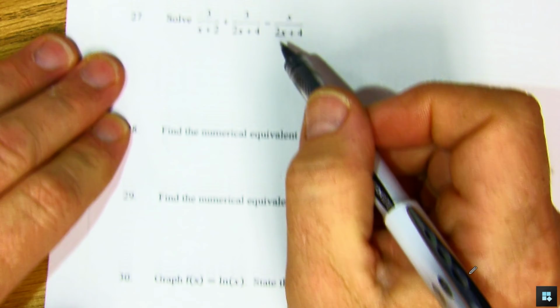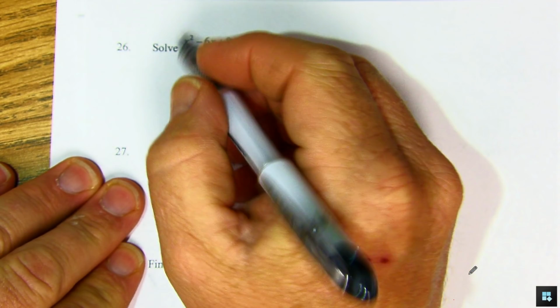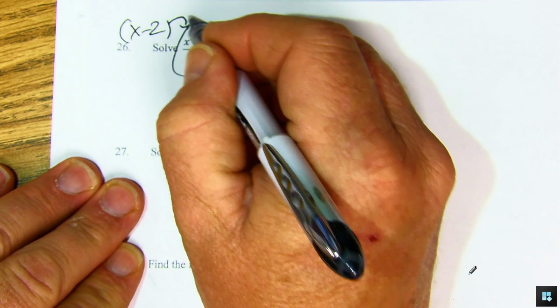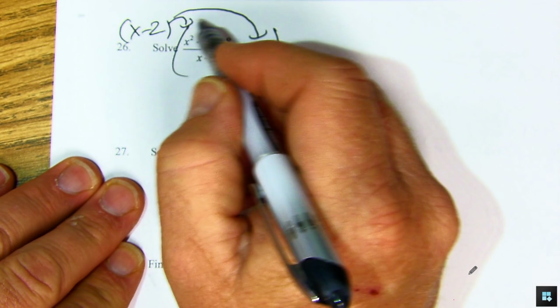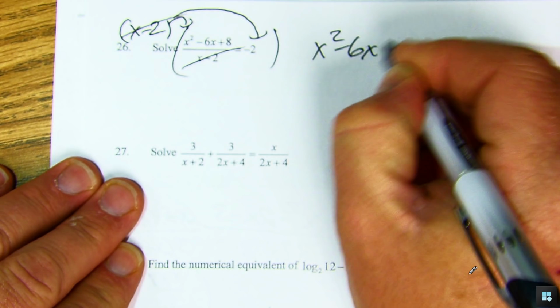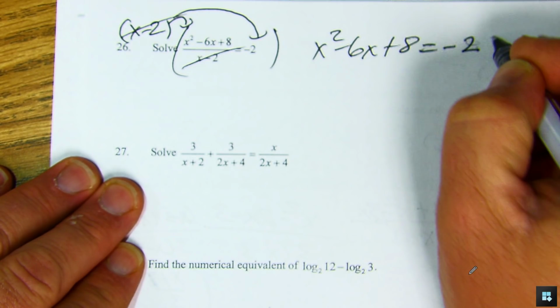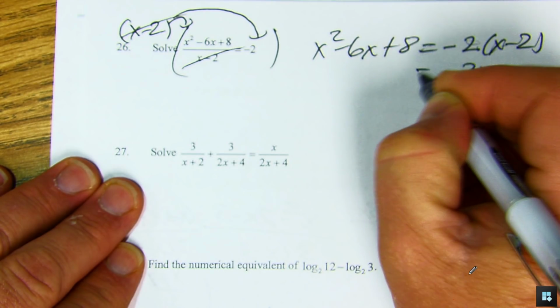26. So 26 says solve. I'll tell you to multiply by the LCD every time, which in this case is x minus 2 here and there. So it goes whoosh, whoosh. That gives us x squared minus 6x plus 8 equals a negative 2 times x minus 2, which is negative 2x plus 4.